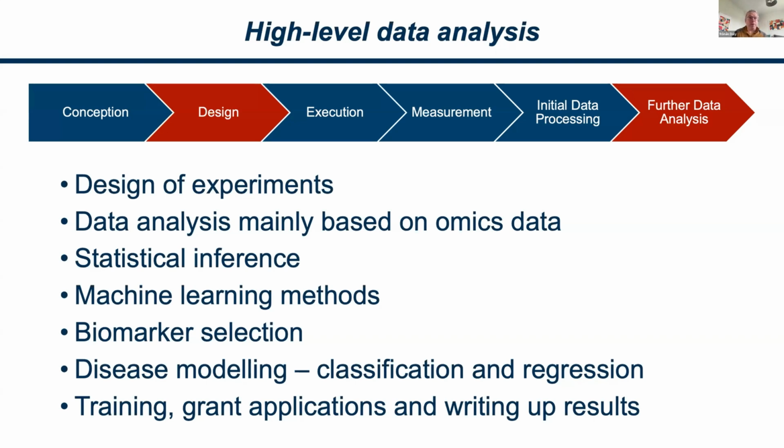Now, the analysis we do is mainly based upon omics type data, so your transcriptomics, genomics, metabolomics, proteomics, and so on. And the type of methods we use are mainly in the realm of statistical inference and machine learning type methods. Most people tend to want something around statistical inference, so we're doing things like t-tests and so on. And oftentimes we're trying to do tasks such as biomarker selection, or something like a disease modeling task, and maybe a classification or regression type model. And of course, we also help with training as well, and we're also here to help write up some grant applications and write up results from the analyses that were done already.